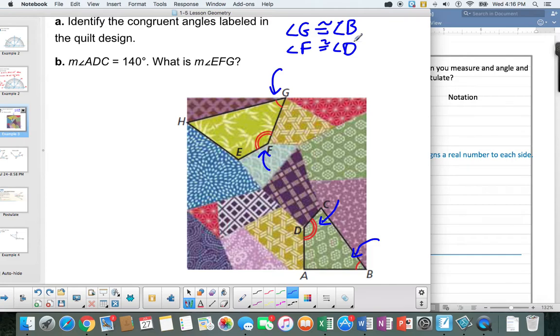Okay, it says that angle ADC is 140. So this angle right here is 140 degrees, and they would like me to find EFG, and that answer will be the same. The tick marks reveal that they are congruent, and when they're congruent, they have the same measure.